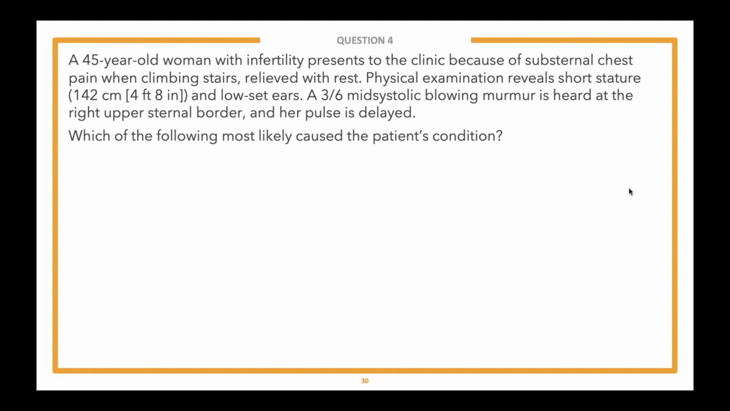Let's go ahead and read that vignette. A 45-year-old woman with infertility presents to the clinic because of substernal chest pain when climbing stairs, relieved with rest. Physical examination reveals short stature, 142 centimeters or 4 feet 8 inches, and low set ears. A 3/6 mid-systolic blowing murmur is heard at the right upper sternal border, and her pulse is delayed. Which of the following most likely caused the patient's condition?